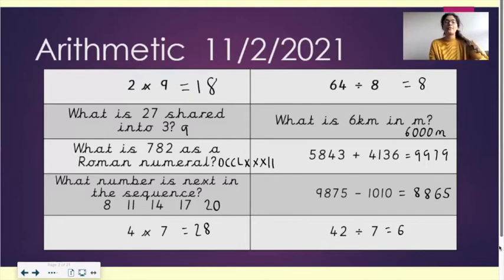5,843 plus 4,136 equals 9,979. 9,875 take away 1,010 equals 8,865. 42 divided by 7 equals 6.